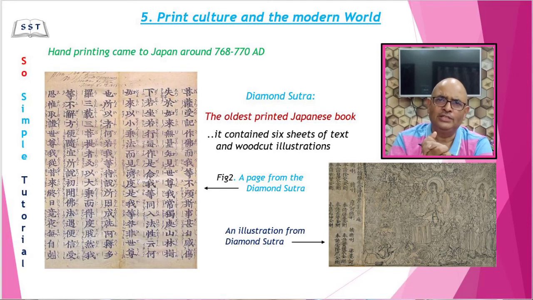The oldest known Japanese book is the Buddhist Diamond Sutra. It was printed in 868 AD. Diamond Sutra contained 6 sheets of text and woodcut illustrations. This was asked as a 1 mark question in the 2009 board examination. Name the oldest Japanese book. You can see a page from Diamond Sutra in figure 2 on the screen. This is the text part. See the next one. This is an illustration from the same book. Lord Buddha is surrounded by 9 disciples.